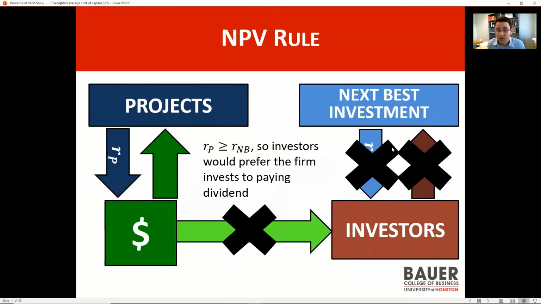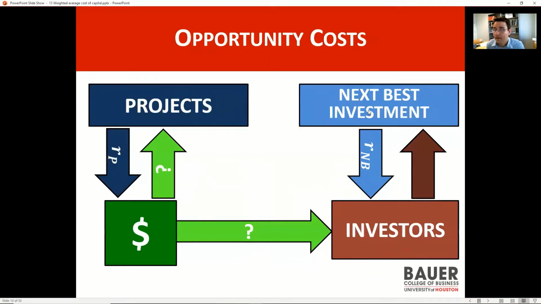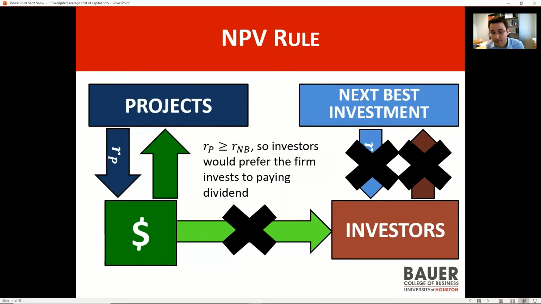That gives us kind of the NPV rule. We saw this in the first day of class. Essentially what it boils down to is if the project's return, RP, is higher than what our investors could get on their next best option, again conditioning on the risk that they're taking, then we should take the project, right? That's essentially what NPV boiled down to.